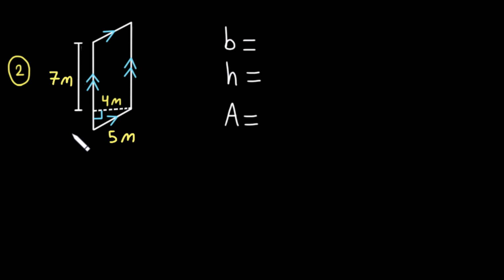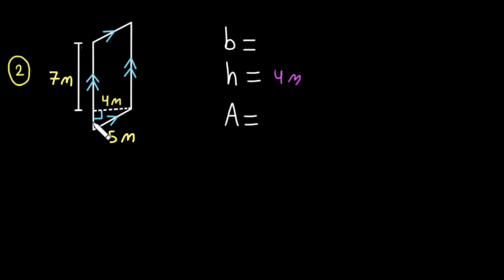Now let's take the second example. Here we have a parallelogram. We have the height, which is 4 meters. As we know, the height is the perpendicular distance from the base, which is this one, to the opposite side, which is this one. So this is the height. You can see here we have a 90 degree angle. We don't have the full length of this base. We want to find it. Then we have to multiply by this height to find the area.